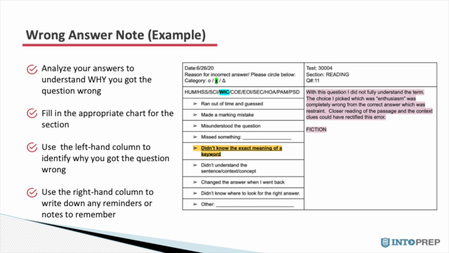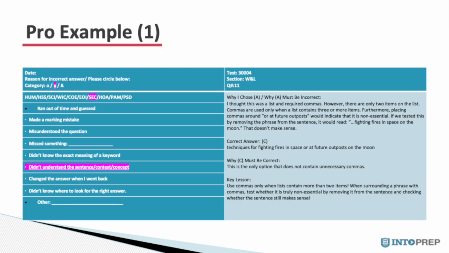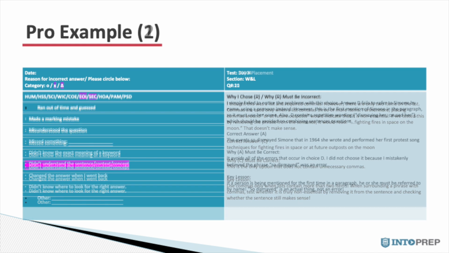In the right column, you can write in a more detailed explanation of what you learned from your mistake and what you'll remember for similar problems in the future. Here are 2 examples of wrong answer notes that have been filled out for you. On the right column, the student analyzes their mistake, why their answer choice was incorrect, and why a different choice would be the correct answer.